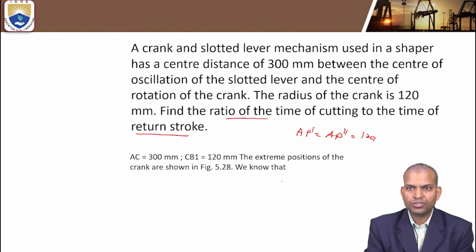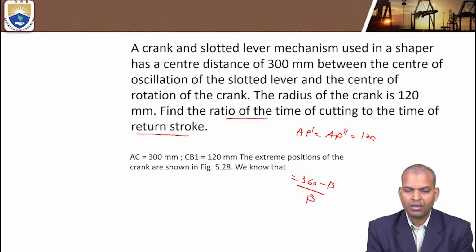Find the time of cutting ratio, that is 360 degrees minus beta by beta. That's what we want, beta. Okay, how to find out the beta? Again, use the same notation or different notations, no problem. But if you know the concept, there is no need to apply notations also.